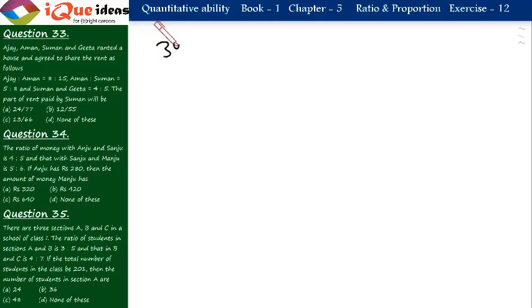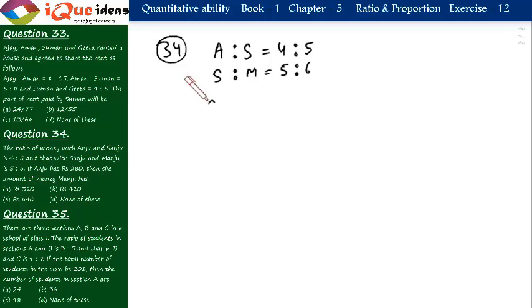It says the ratio of money with Anju and Sanju, so A is to S, Anju and Sanju is 4 is to 5. Okay. And then it says Sanju and Manju is 5 is to 6. So here the common person, Sanju, already has the same value, 5 and 5. So straight away we can combine. Anju is to Sanju is to Manju is equal to 4 is to 5 is to 6. Okay, this is the combined ratio.